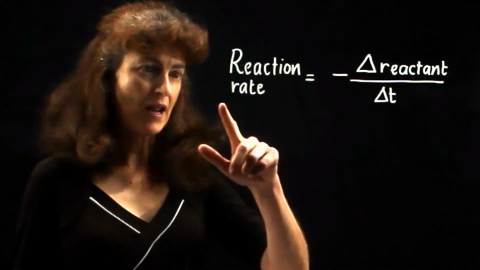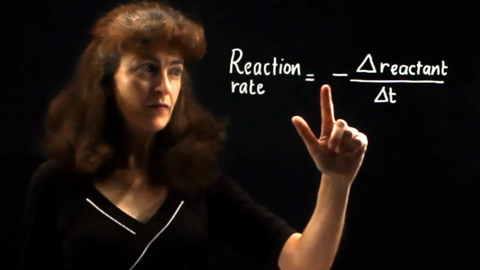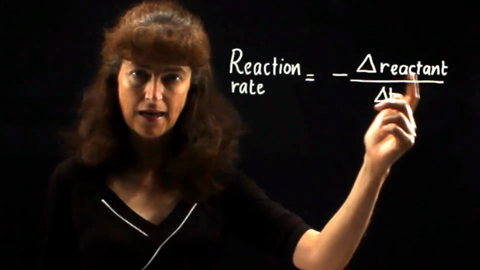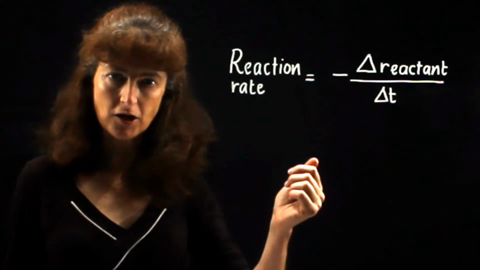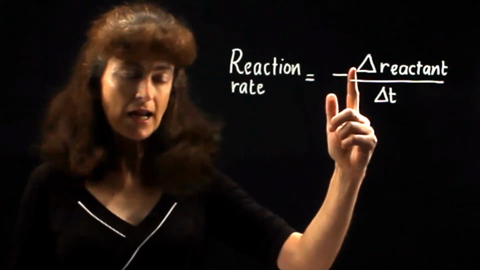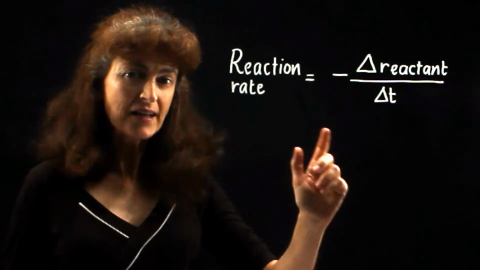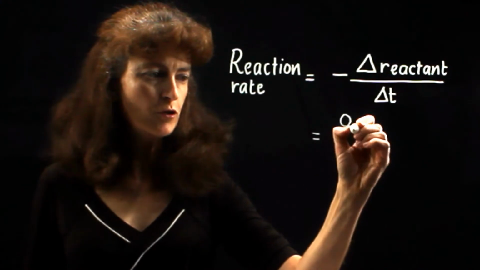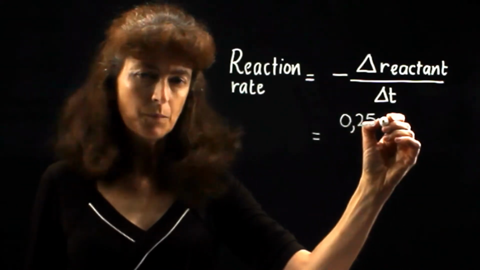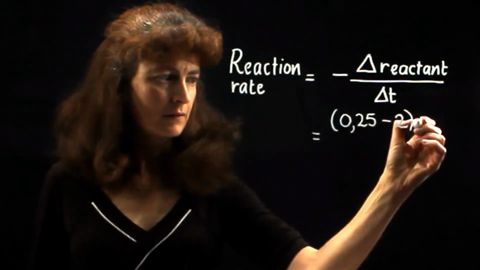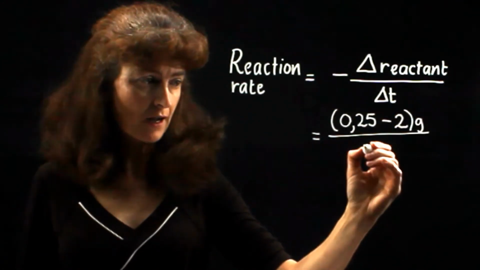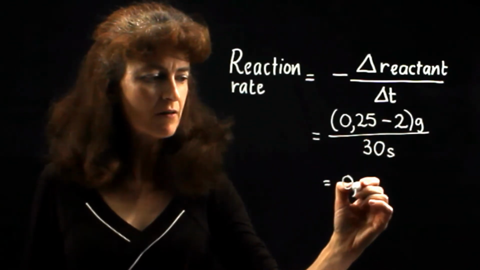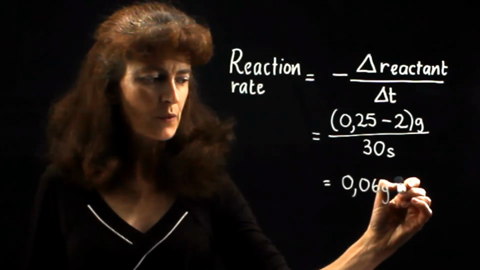One way to calculate reaction rate is the negative of the change in mass of a reactant over the period of time to make that change. And we're given that information for the antacid tablet. Change in mass of the reactant is final mass of the reactant minus initial mass. That's 0.25 grams minus 2 grams. And the period of time that it took to make that change was 30 seconds. We do that on our calculator, we find the answer is 0.06 grams per second.